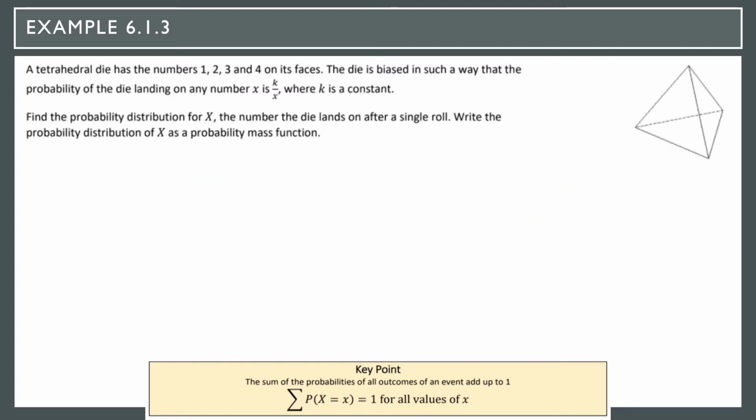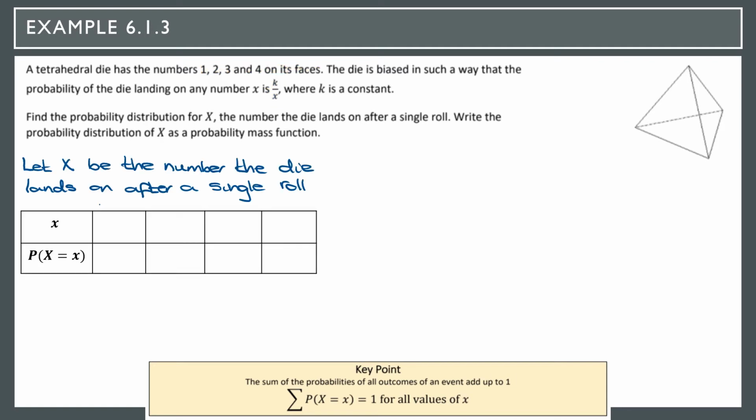Example 6.1.3: a die has numbers 1, 2, 3 and 4 on its faces. The die is biased in such a way that the probability of the die landing on any number x is k/x, where k is a constant. Find the probability distribution for X, where X is the number the die lands on after a single roll, and we need to write X also as a probability mass function.